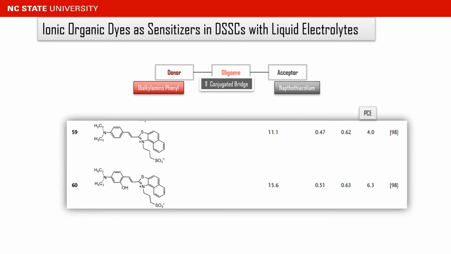In the example, we see the donor is based on dialkyl aminophenyl, the oligoene is the pi-conjugated bridge, and the acceptor is naphthothiazolium. In the figure, you see there is a negative ion and a positive ion, and in 6T we see an extra hydroxyl group. This extra hydroxyl group creates a hydrogen bond with the titanium oxide nanoparticle layer. That is why it has a higher power conversion efficiency, which is 6.3%.